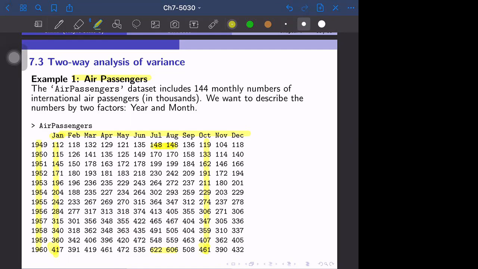So we have two factors. One is the seasonality, month after month. And the other is the time trend, the year. So we have two factors, year and month.